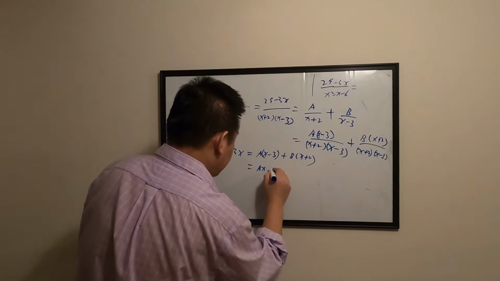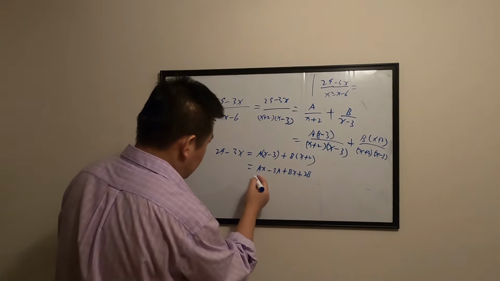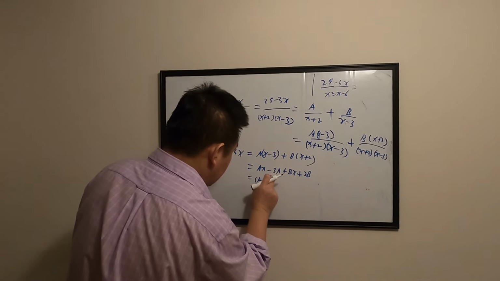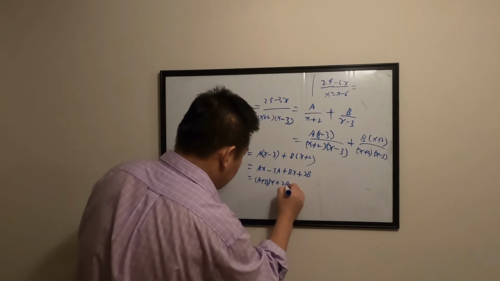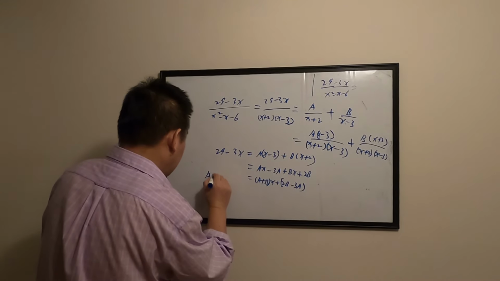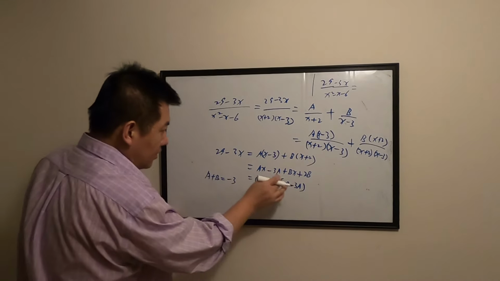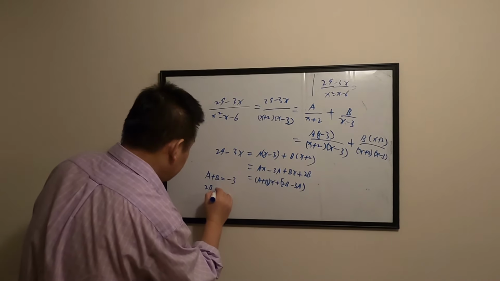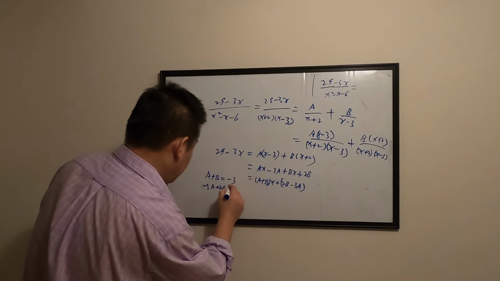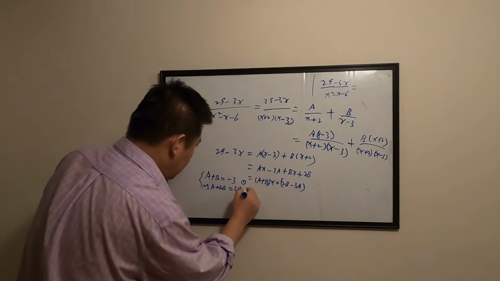Okay, so this constant together. Okay, so now A plus B, coefficient negative 3. So here negative 3A plus 2B equals 29.